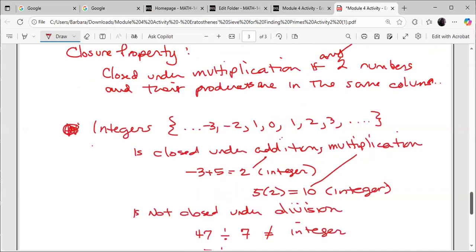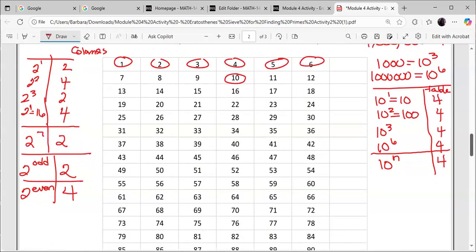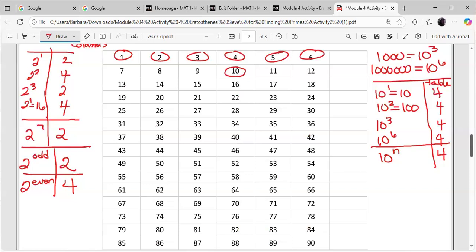Going back here, they're asking which columns have the products of any two numbers also in the same column. Here we have columns 1 through 6. Let's start with column 1. What's 1 times 7 equal to? 7. Okay. What's 7 times 13 equal to?